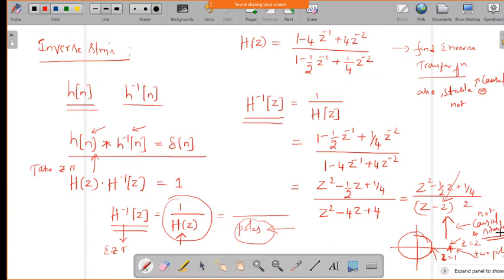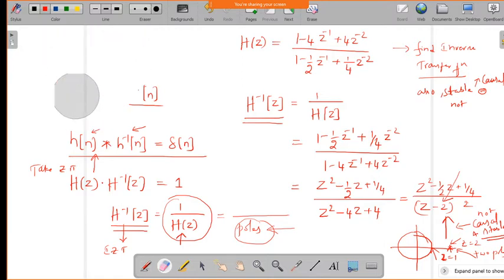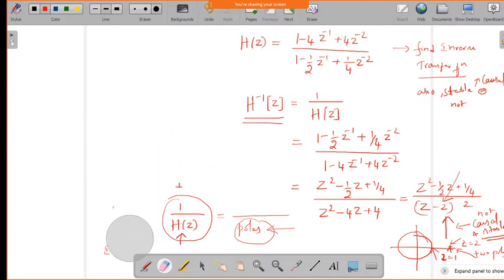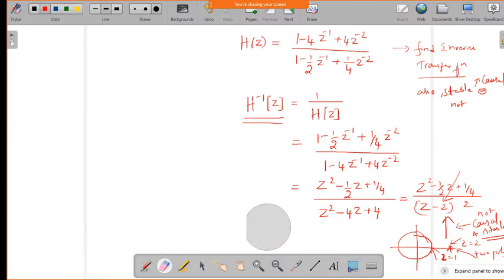Is it understood? Any doubt? So take one more and try to find out the inverse system, whether it is stable or causal. Now this is in terms of a difference equation. We already know how to convert a difference equation into a transfer function. So take this difference equation, convert it into a transfer function, then find the inverse, then find the roots, then find whether the system is stable or not.